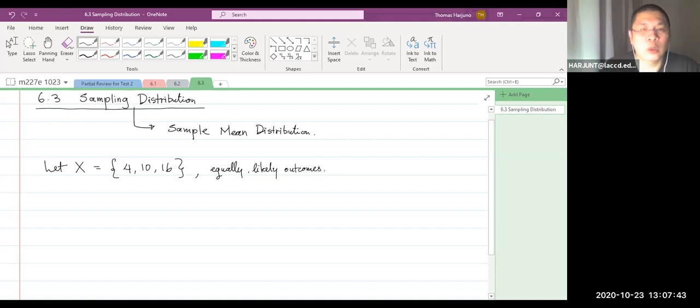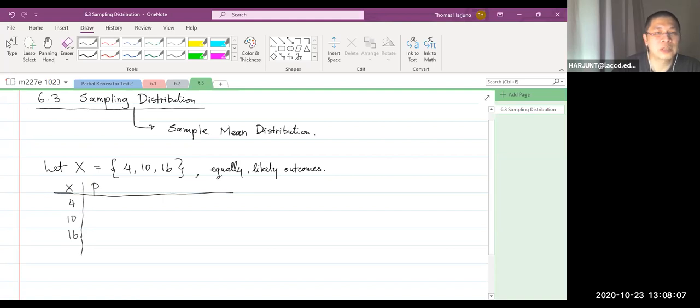Now, when we say equally likely, it means the probability of getting 4, the probability of getting 10, and the probability of getting 16 are all the same. Therefore, if we construct the probability distribution, then the probabilities of getting 4, 10 and 16 are all the same, which must be what? If they are equally likely, the total has to be 1, shared by 3 possible outcomes. The probability for each is 1/3.